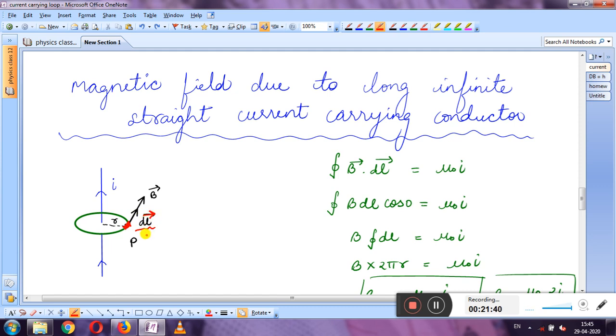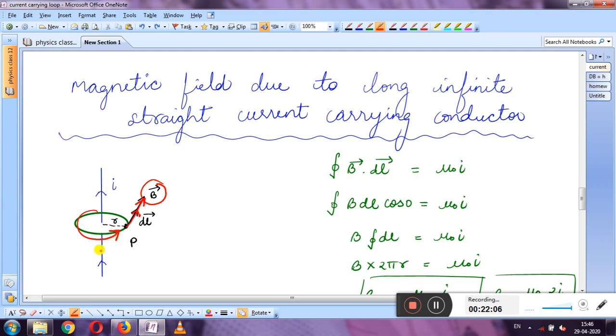Now what will be the direction? The direction of dl will be in the same direction as the magnetic field. How can you find out the direction of magnetic field? You can find it very easily. Put your thumb in the direction of current and curl your fingers. You will find that the curling of fingers will be in this way of your right hand.